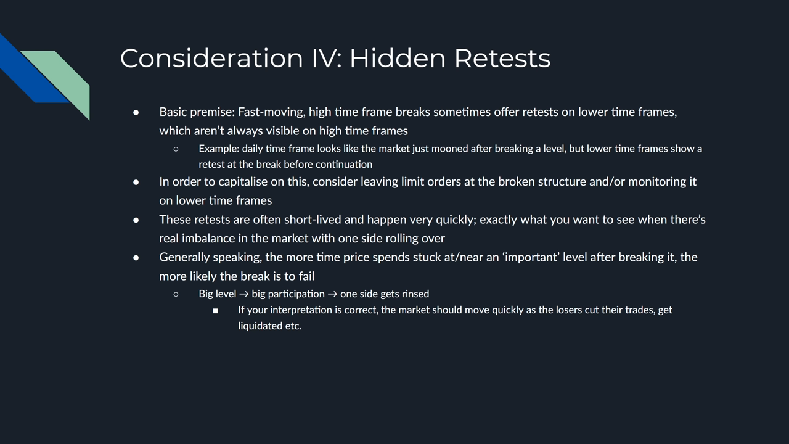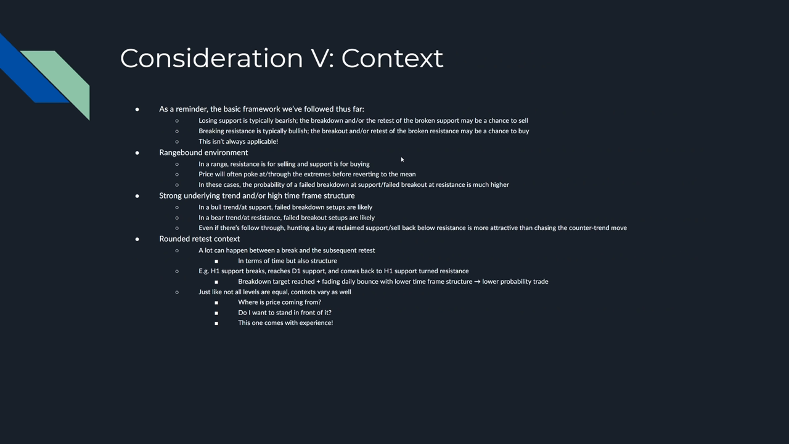You can have a market where the daily or weekly time frame just looks like it's gone up forever and offered no pullbacks at all. But if you look on a slightly lower time frame, you do get a pullback. It's just very short-lived. And the reason I call it hidden retests is because that low time frame retest isn't always visible on the high time frame chart from which the idea is derived. So let's bring an example with BNB, actually.